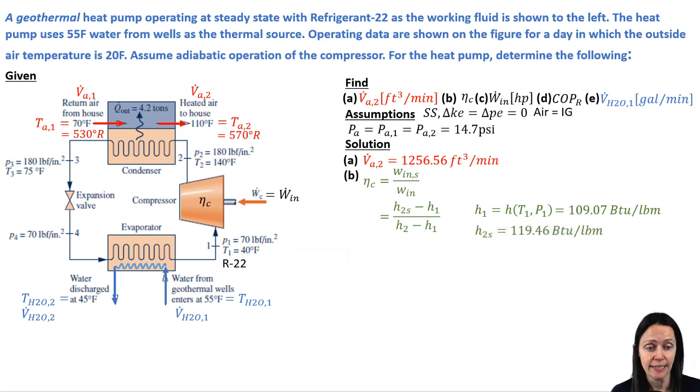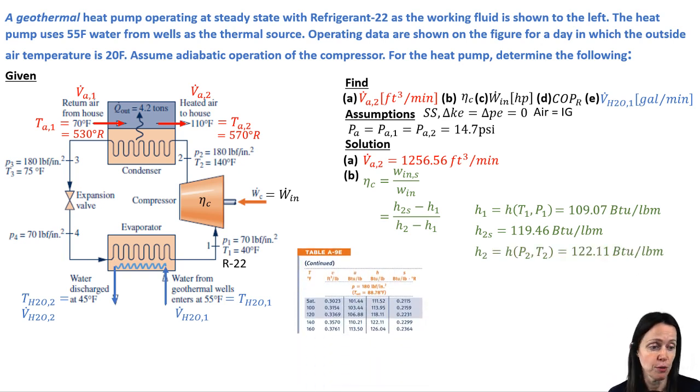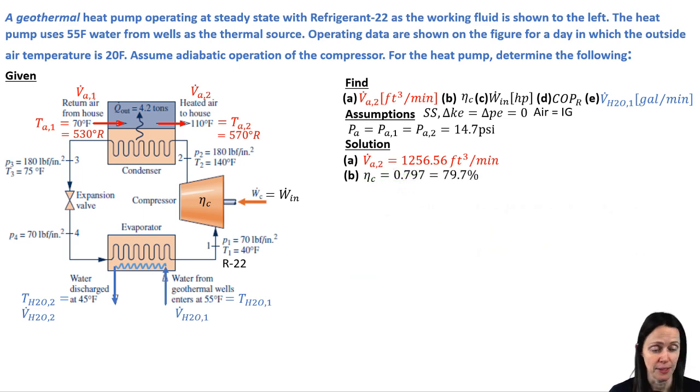And then the very last thing I need to do is get H2, and that's based on the properties that are given to me. So T2 and then P2. And I just look at my superheated tables and pull off the value. And if I plug things in, I get 79.7%.